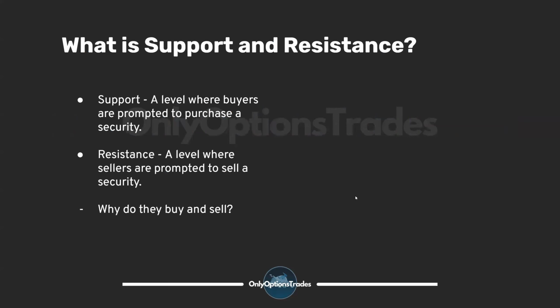So starting off, let's define some of the terms that we're going to be talking about tonight. There's really only two of them: support and resistance. The way I like to define support, and this is not really a definition from Google, but mostly just the best way I thought to define it, is a level where buyers are prompted to purchase a security. And resistance is a level where sellers are prompted to sell a security. And I kept things very vague for a reason.